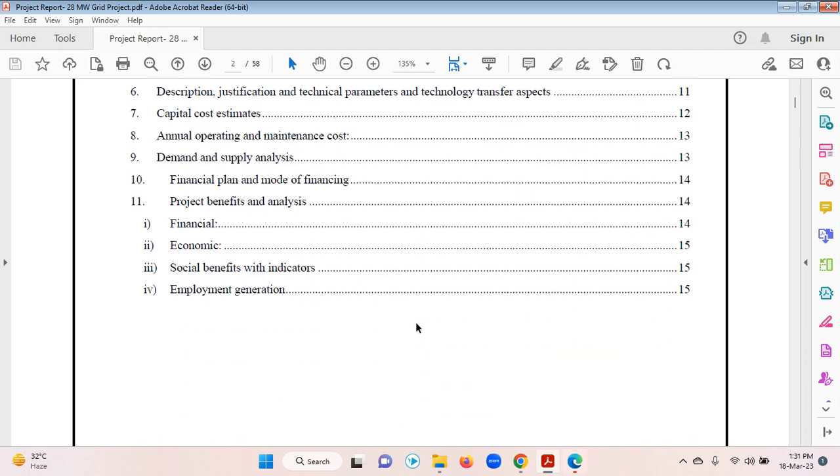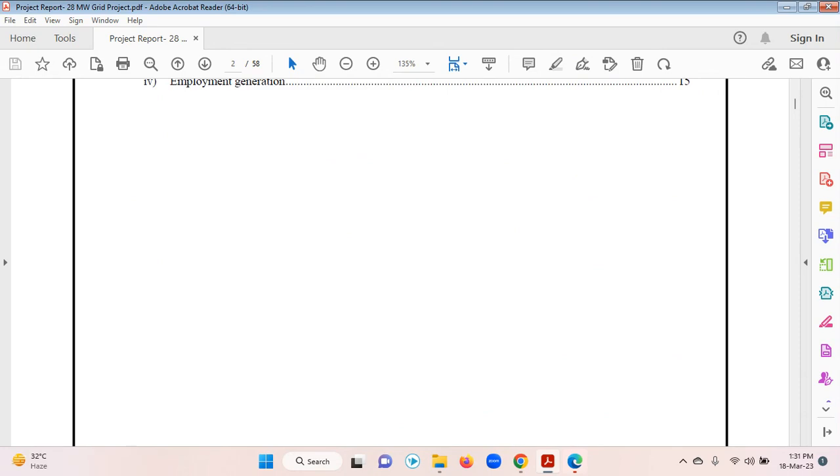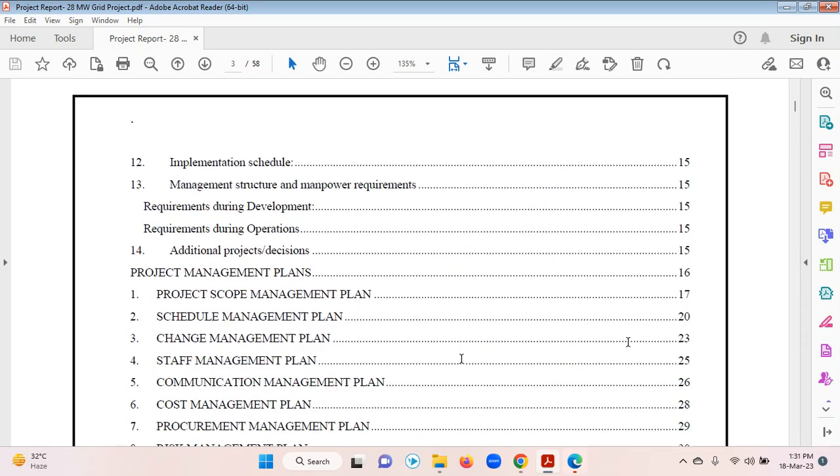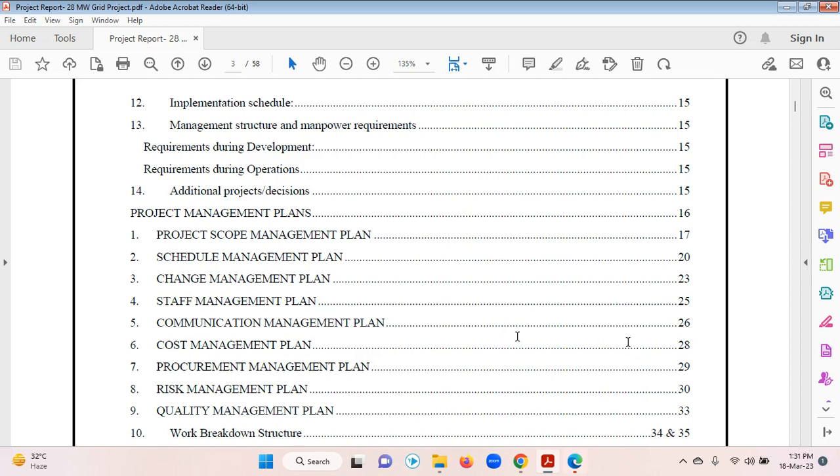What are the social benefits associated with the project? And then the implementation part: how many resources were required for the project, how much I assigned them, and how much I planned them. Then the project management plan updates. This part can be omitted or included.